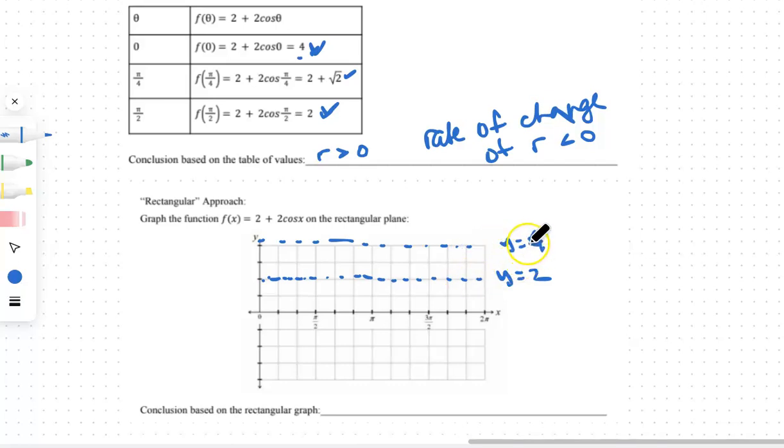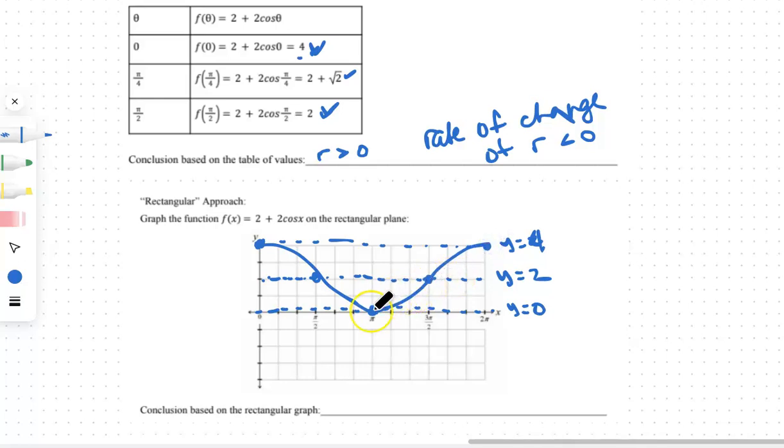Amplitude of 2 gives me a maximum of 4, and the amplitude of 2 gives me a minimum of 0. And we have a period of 2 pi because our b value is 1, and of course cosine starts at the max, ends at the max. It's in the middle, halfway through, and then halfway between the min and the max, we cross the midline.